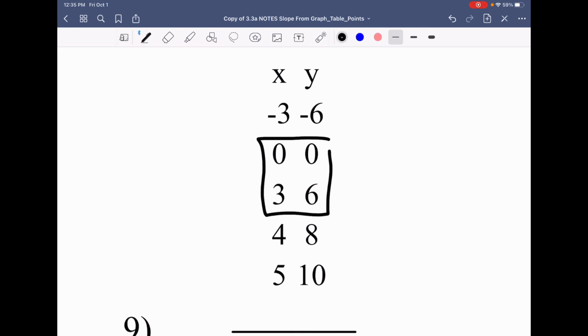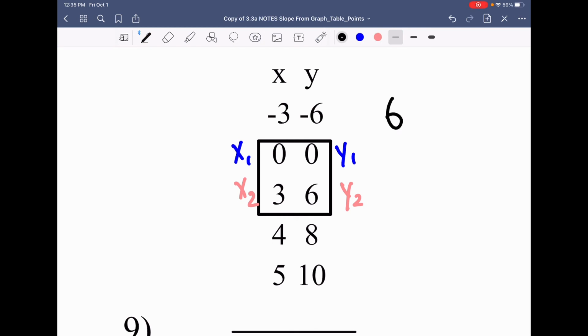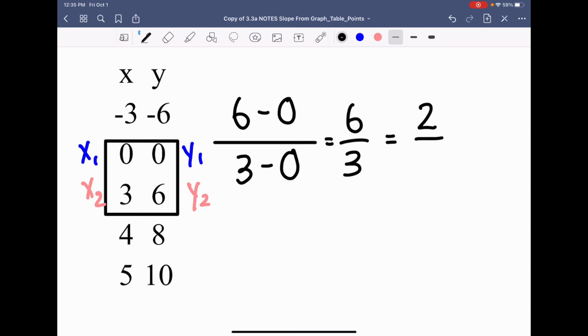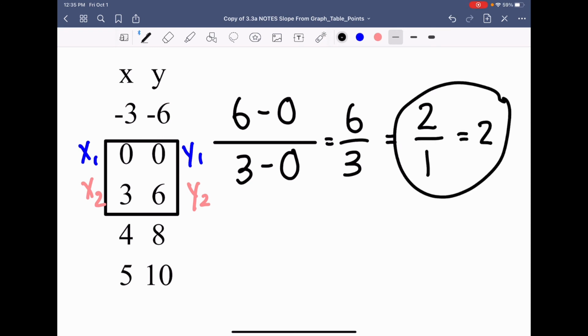All right, like this one over here, okay? We choose 2 points, label x1, y1, x2, y2, and put it in our formula. So it's y2 minus y1 all over x2 minus x1. So 6 minus 0 is 6. 3 minus 0 is 3. This can simplify down to 2 over 1, which is the same slope as 2.